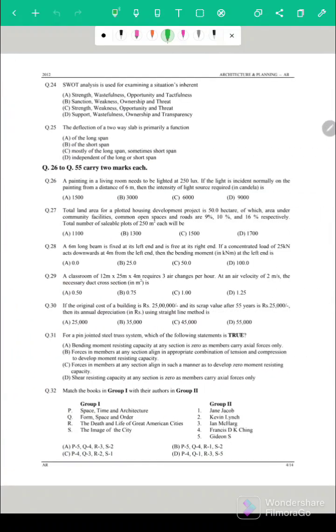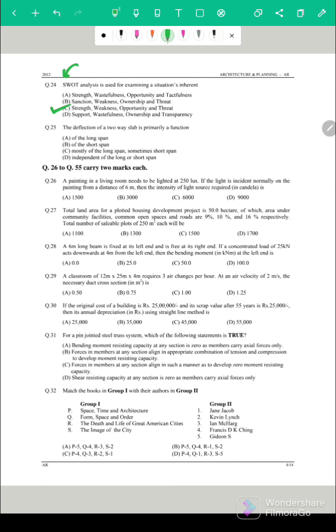Let's move to the next question, which is SWOT analysis is used for examining a situation inherent. So the correct answer of this question is strength, weakness, opportunity and threat. That is option number C. So a SWOT analysis is used for examining these four, and by its abbreviation, S is used for strength, W is for weakness, O is stand for opportunity and T for threat.